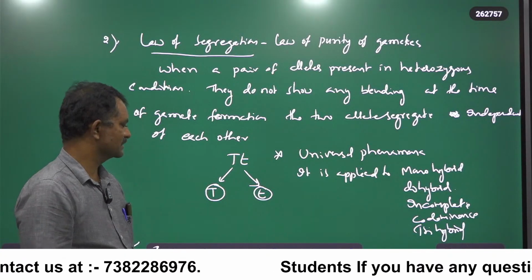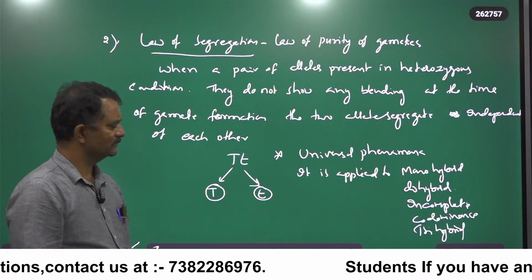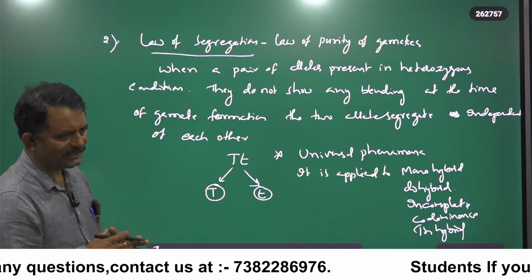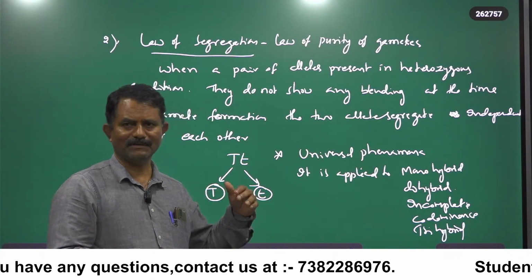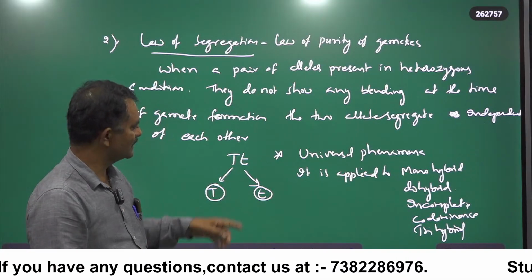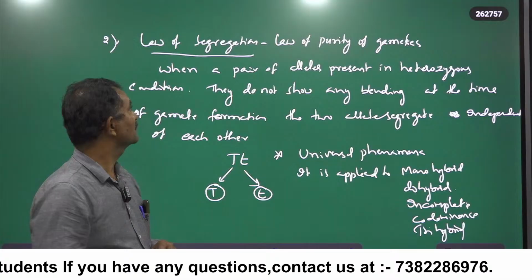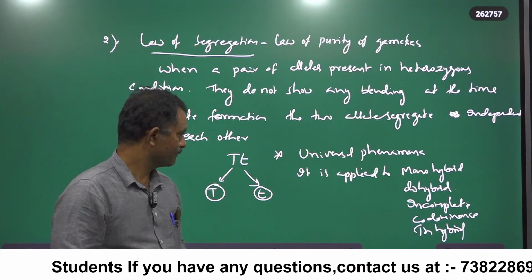Whenever the two alleles are a pair in heterozygous condition, the two alleles do not show any blending. As well, at the time of formation of gametes, they segregate independent of each other without any blending. This is called the law of segregation, law of purity of gametes.